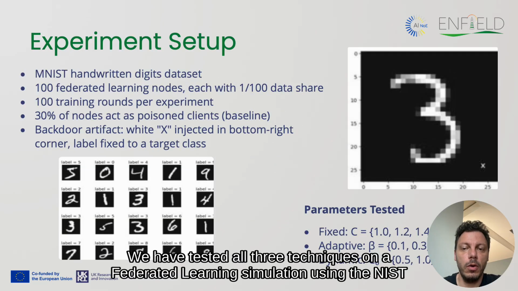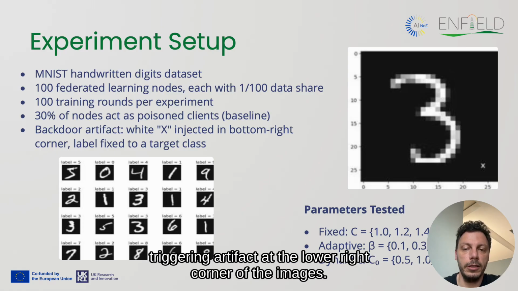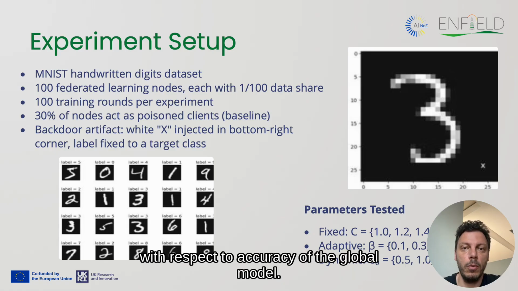We have tested all three techniques on a federated learning simulation using the MNIST dataset. We used 100 nodes, out of which 30% are poisoned, and attempt to inject a backdoor triggering artifact at the lower right corner of the images. We tested all approaches for various configurations and compared the results with respect to accuracy of the global model.